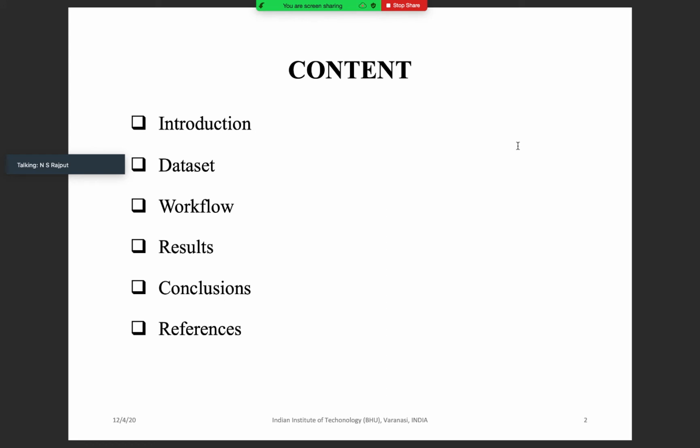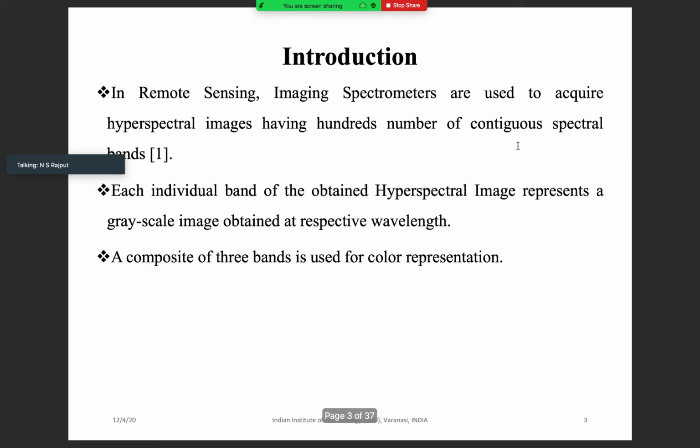So basically, we will start with the introduction and the data set, the data from where we have taken, and then we will discuss the method, results and conclusions.